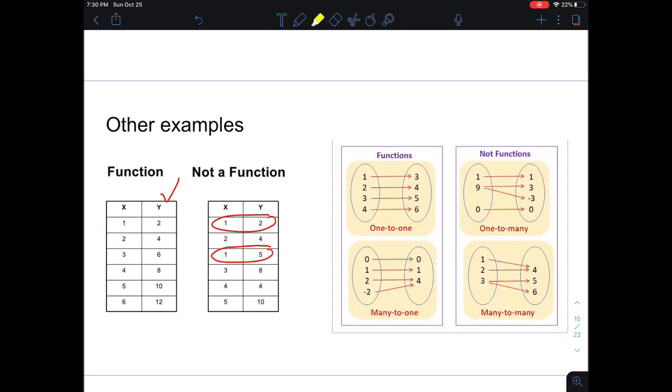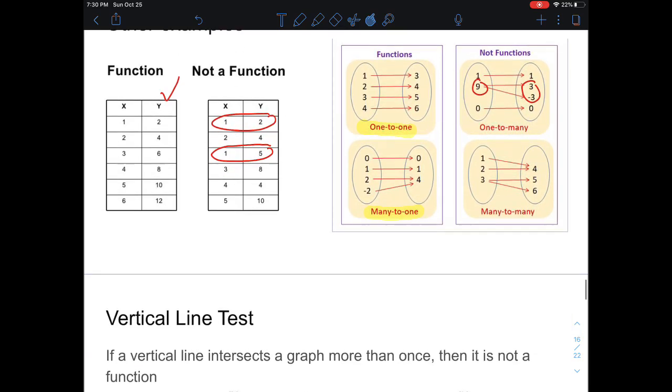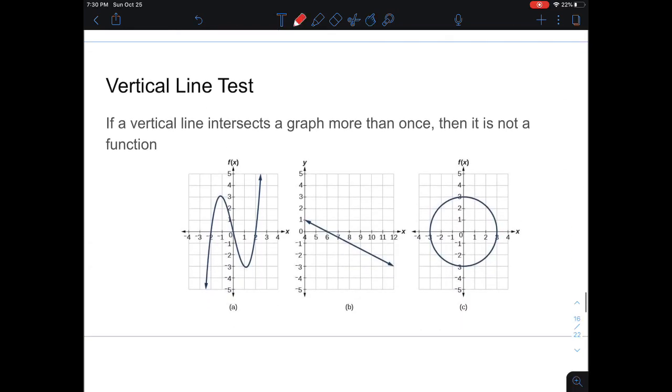And in our mapping diagram, each x value has one y value. It's okay if they share a y value, but one x cannot have more than one y. So in the examples that are not functions, right, 9 has 3 and -3 as y's. That's not a function. And 3 in the one below has 5, 6. So you're going to pause here and do more examples 1 through 13 before moving on to the vertical line test.